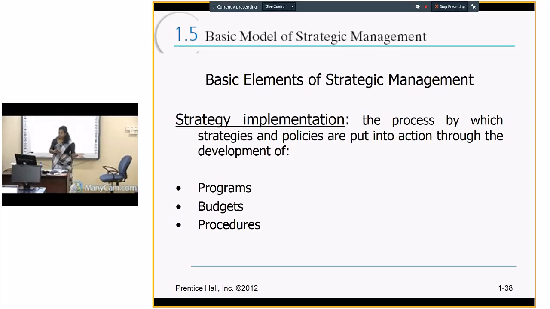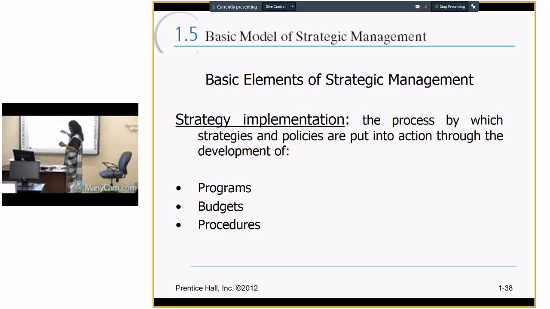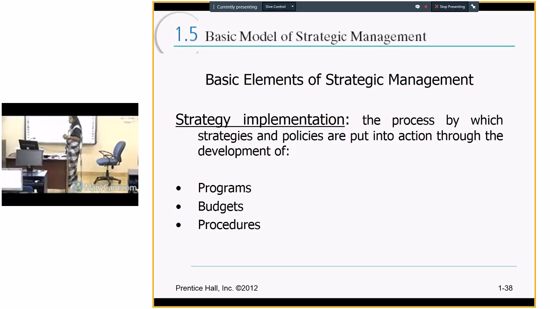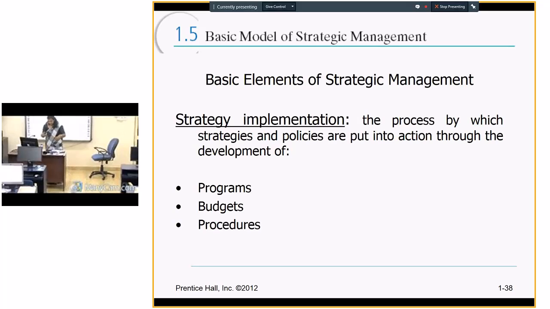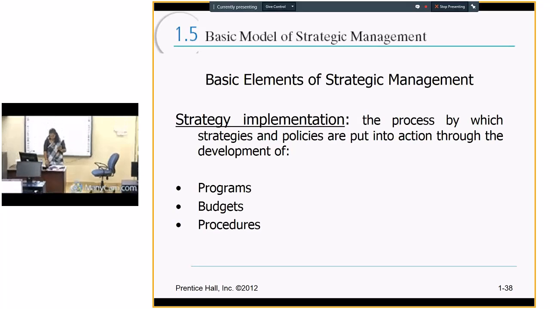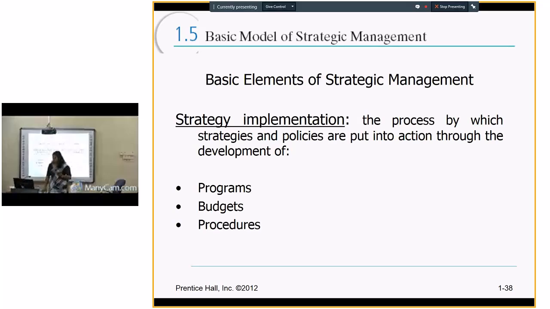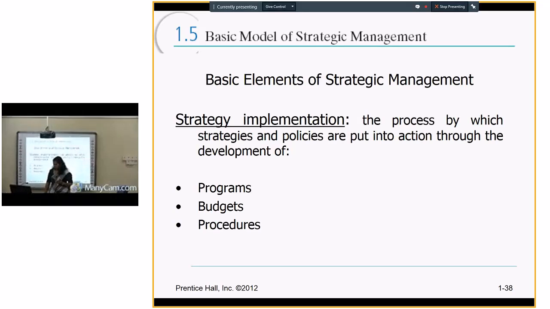We have to put all our plans into action. That is what we call the implementation. We have to make it practice. In that case, what do we need? We have to have set programs. We have to have budgets as well as procedures within the organizations. What do you mean by program? What can you say as an example?